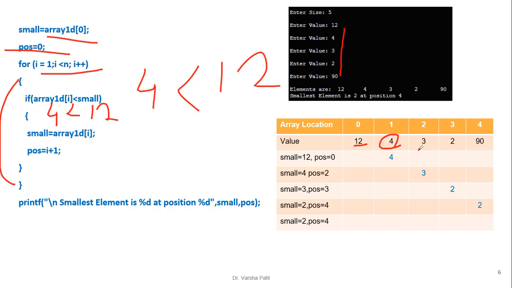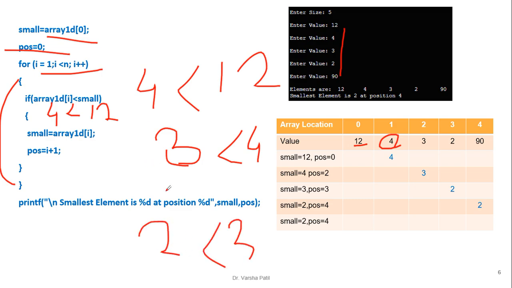Now next time which element will come? 3. Now our condition is 3 less than 4. Yes, this condition is satisfied because the new element is smaller than the current small element. So again we will change, and small becomes 3. Now the next element will come, 2. 2 less than 3. Yes, condition satisfied. It will again change. So small becomes 2 at position 4.